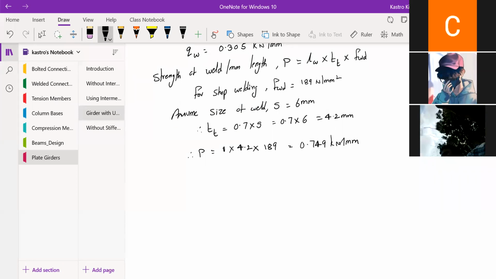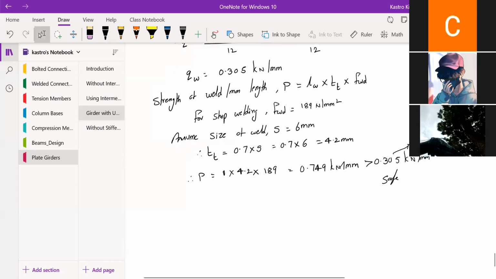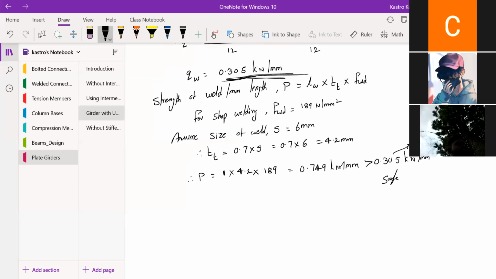And remember, this value must be greater than the value of 0.305 kilonewton per mm. So this is the condition, 0.305 kilonewton per mm. So that is again the safe value. Now what is this 0.305? It is the value of shear stress equation term, that is QW. So we have found out here QW equals to 0.305. So from there I'm getting this value.